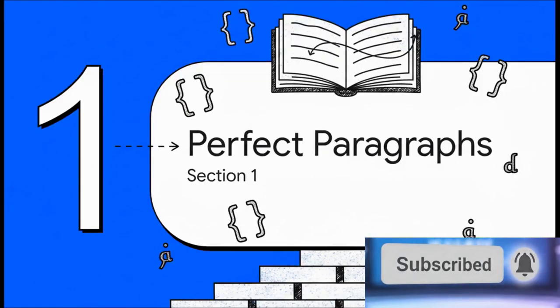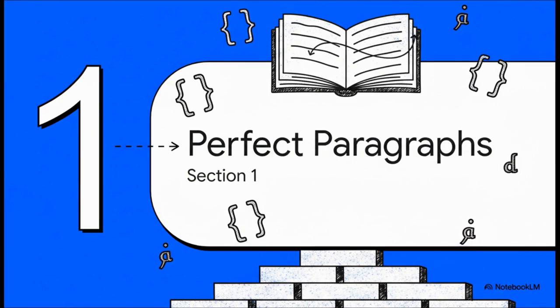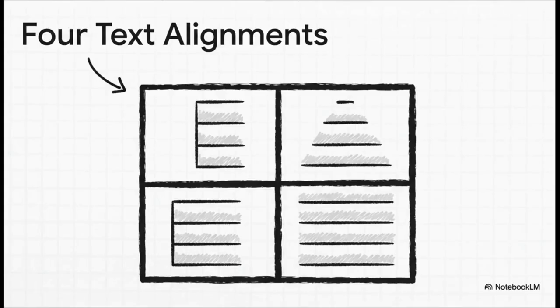It all starts with the building blocks of your document, the paragraph. If you can get this right, you're on your way to taking full control of your entire document's look and feel. It's actually pretty amazing how these 4 little options can completely change everything.